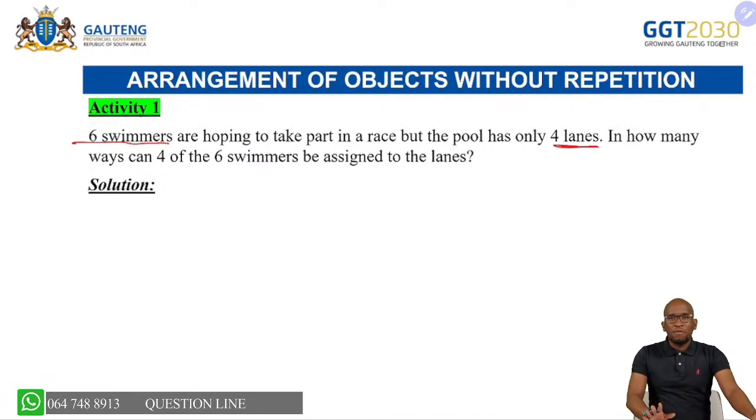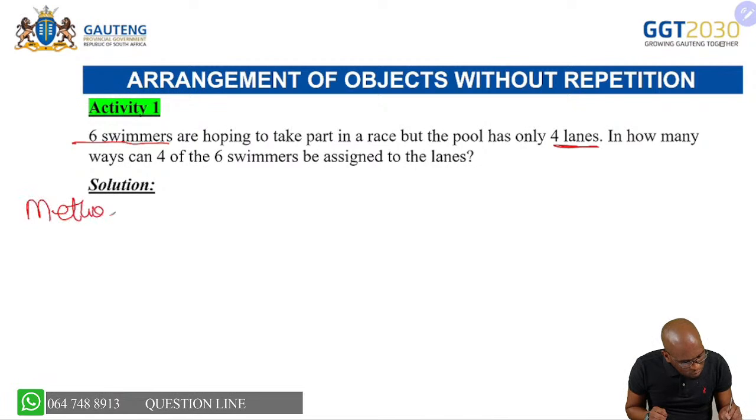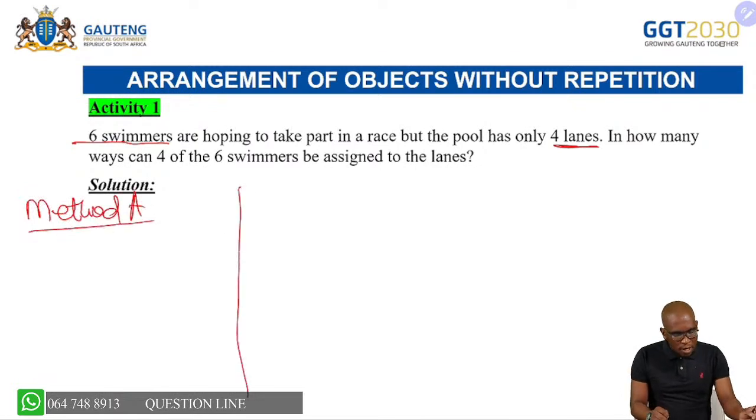Remember, if it was all of them, it takes us to rule number 2, but because we want to arrange less, it takes us to rule number 3, which we can solve by making use of a permutation. Right, now we're going to start with the first method, that is method A. We have the total arrangement that we are interested in here. We have 6 swimmers. They want to take part in a race.